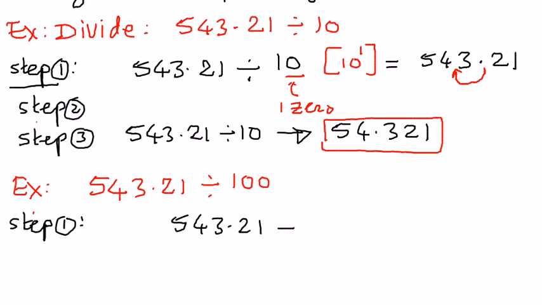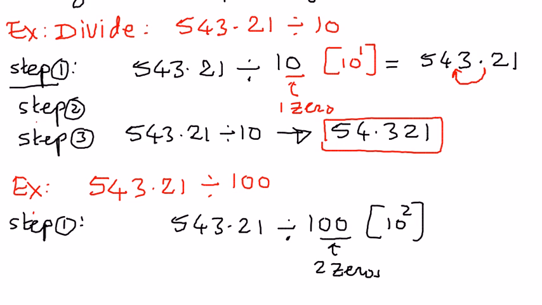543.21 divided by 100. How many zeros are there in 100? There are 2 zeros. Or we can also write 100 as an exponent as 10 to the power of 2. Therefore the 2 indicates that there are 2 zeros in 100. Therefore when we simplify this, we can write this as 543.21. Since there are 2 zeros, we're going to move the decimal place 2 places to the left, and we can write that as follows. So this is step number 2.